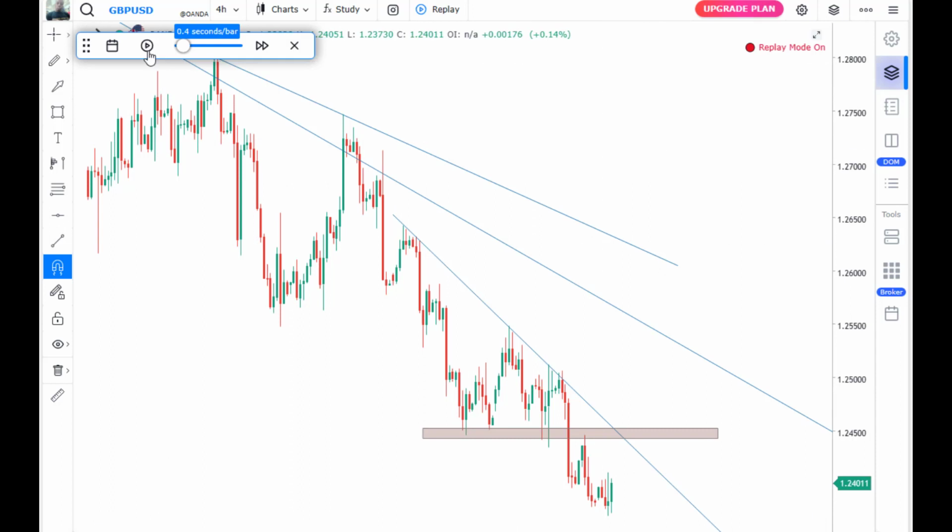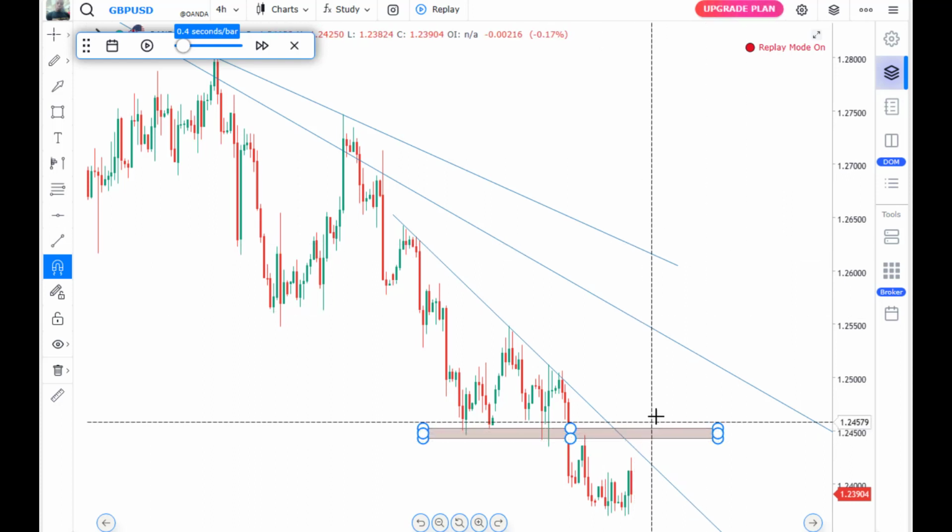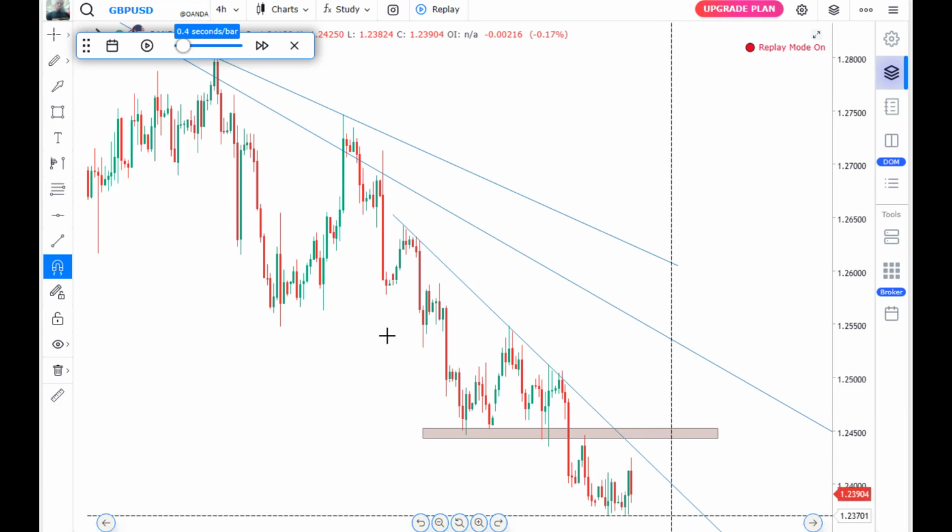Once you connect like that, you wait for price to come and hit the zone again. Or sometimes you can just place your pending order. You can place your sell limit order and then your stop loss above there, and then you just wait for price to come and execute it.